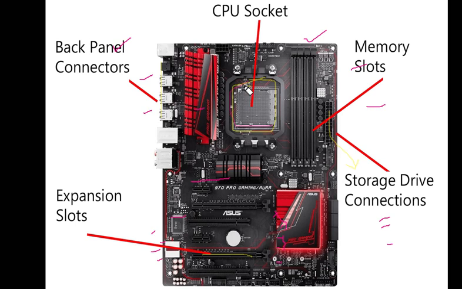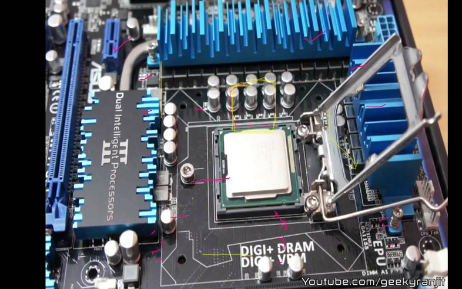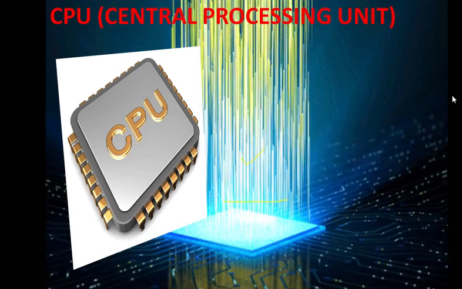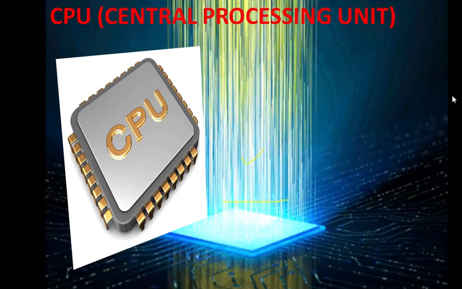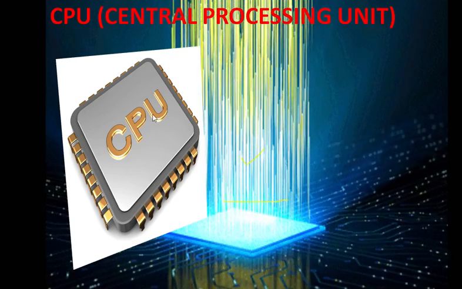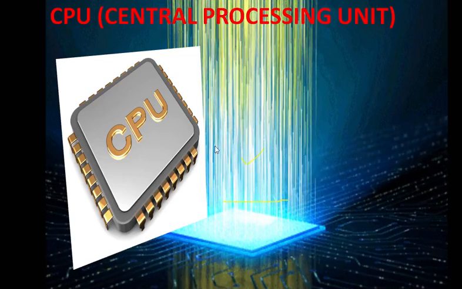Now we will discuss this part, the CPU socket. Here we can put the CPU, central processing unit. This is the CPU. In the previous diagram we saw only the socket, but here the CPU is there. What do you mean by CPU? CPU is the central processing unit. It's a chip, so we call it the CPU.